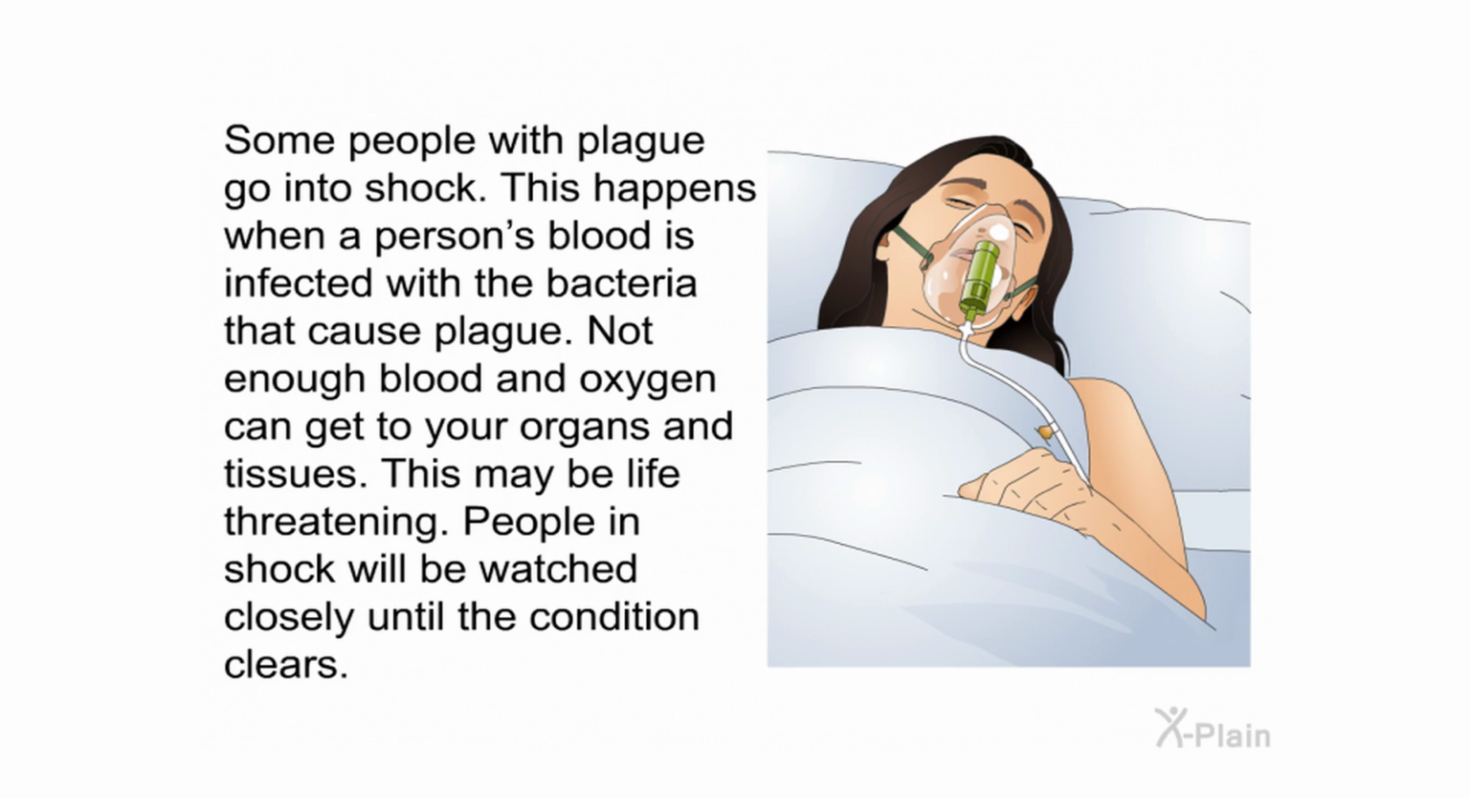Some people with plague go into shock. This happens when a person's blood is infected with the bacteria that cause plague. Not enough blood and oxygen can get to your organs and tissues. This may be life-threatening. People in shock will be watched closely until the condition clears.